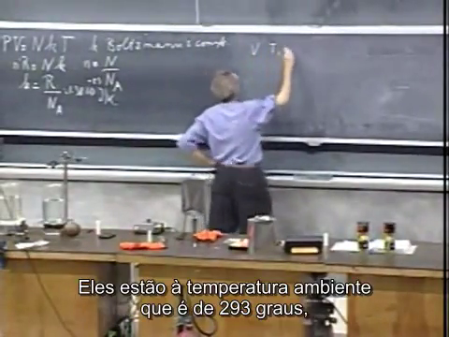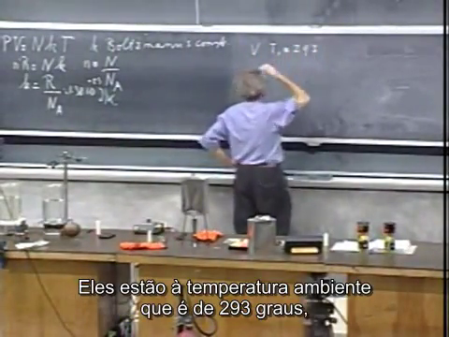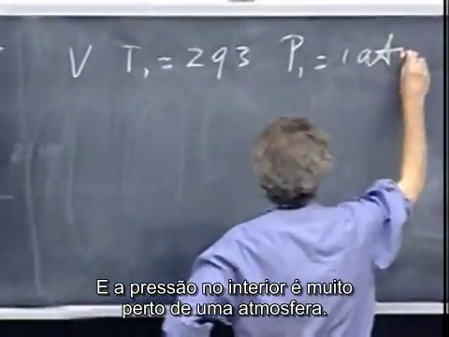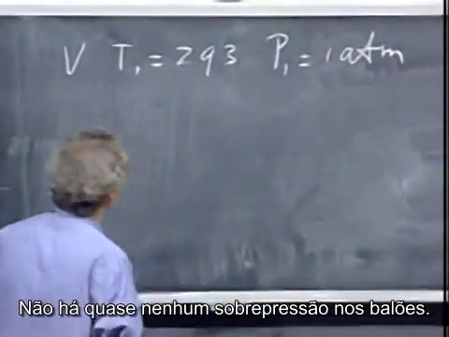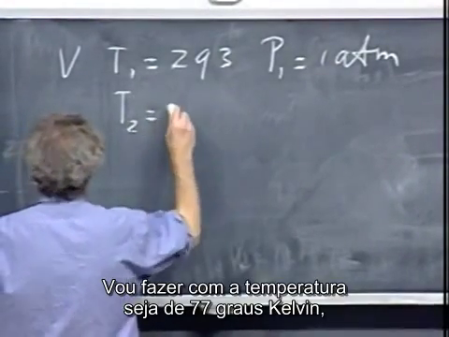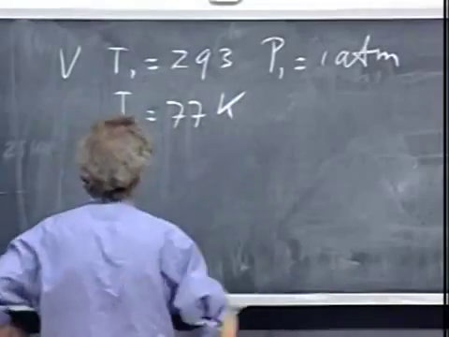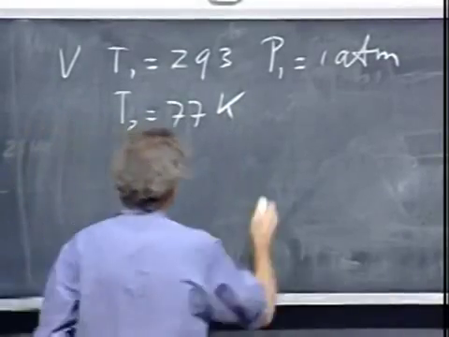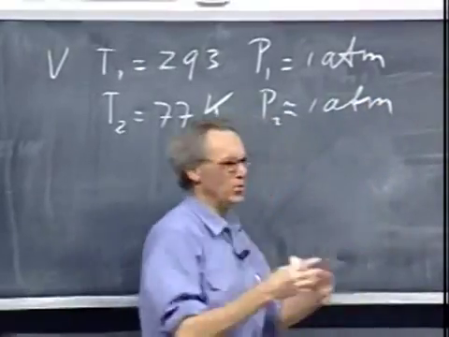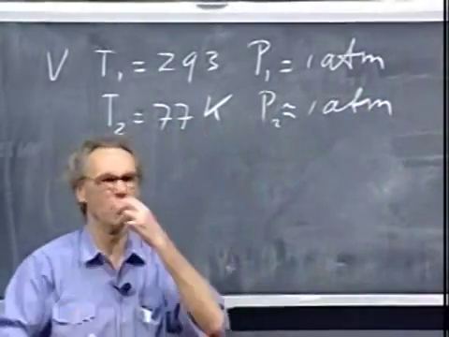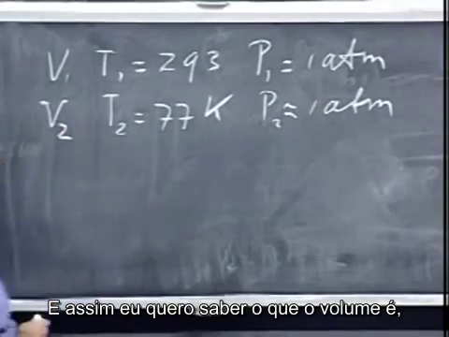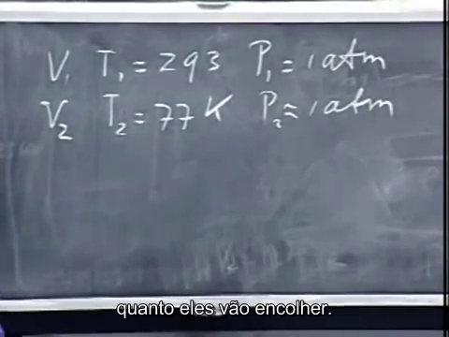I don't care what that volume is. They are at room temperature, which is 293 degrees, and the pressure inside is very close to one atmosphere. There's almost no overpressure in those balloons. I'm going to make the temperature 77 degrees Kelvin, which is liquid nitrogen. The pressure will remain very closely one atmosphere. These balloons don't have very much overpressure, no matter what you do with them. And so I want to know what the volume is, how much they're going to shrink.